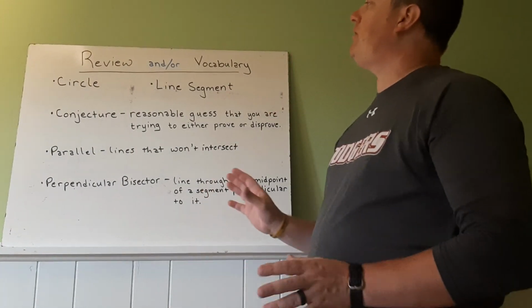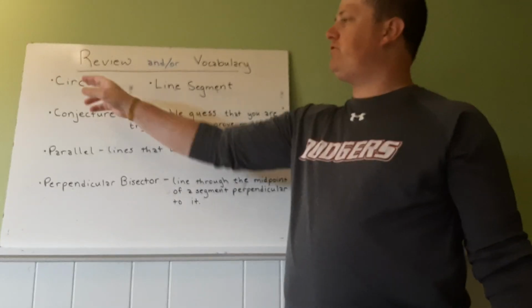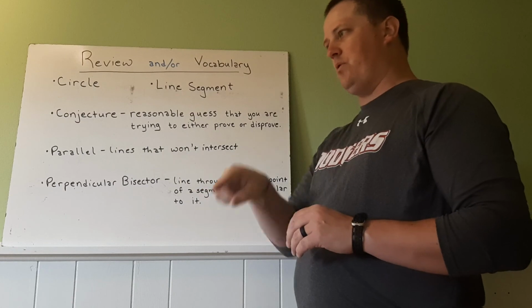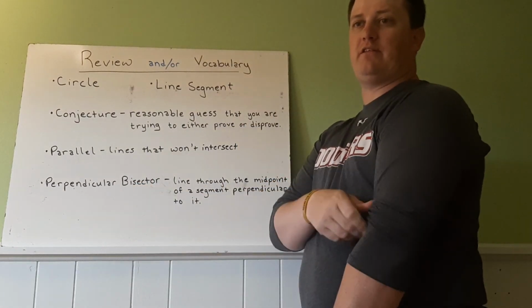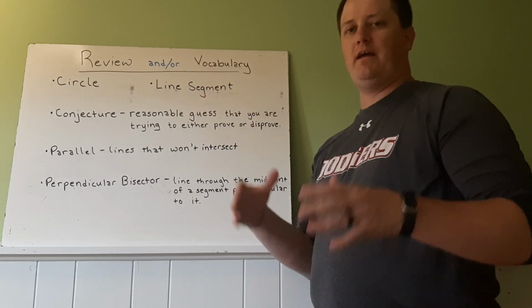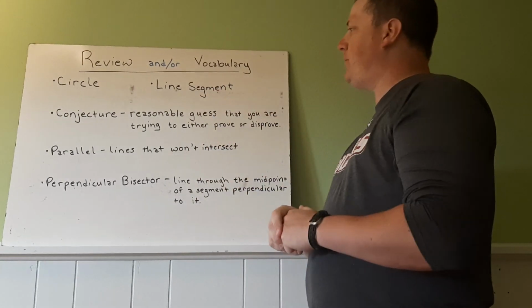All right, so quick review. We have circles, remember. Those are our shapes where we have a center and all the points that are the same distance, a radius, around that center. Then we have a line segment, a straight line with 2 endpoints.